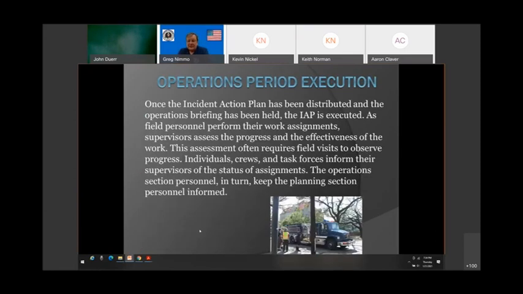Once the incident action plan's been distributed, what's going to happen then is you're going to have people executing it. And the supervisors, the division group supervisors, and the strike team and task force leaders might actually come together and give a report on what's going on and how that's working. All right. So once this is implemented, we want to monitor it so that we can see how this is going and how it's happening. So we're trying to keep a pretty good handle on what's going on.